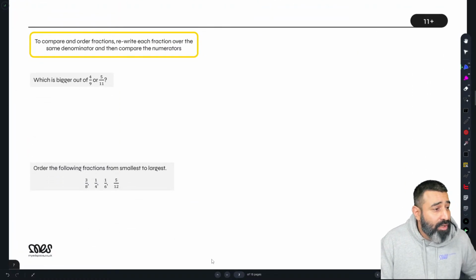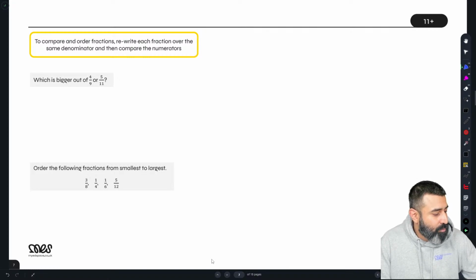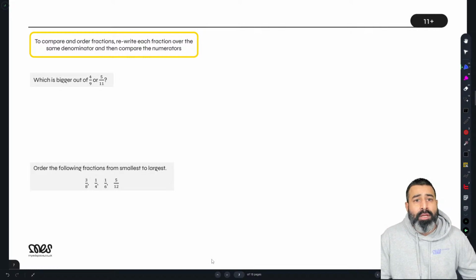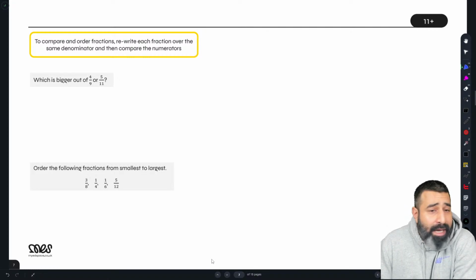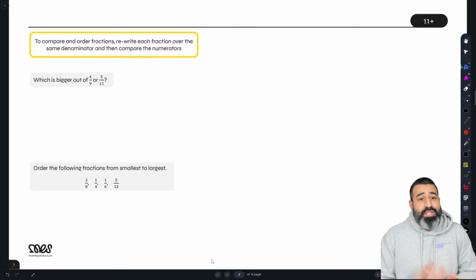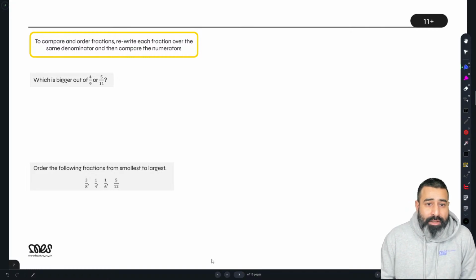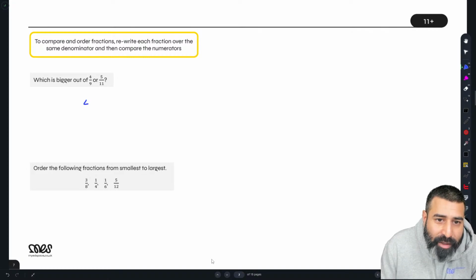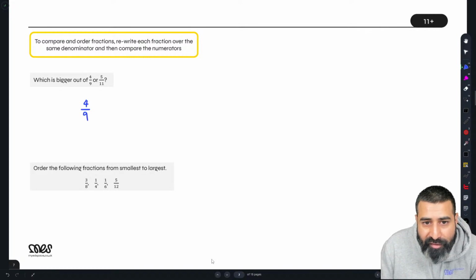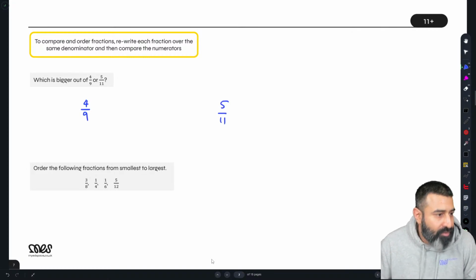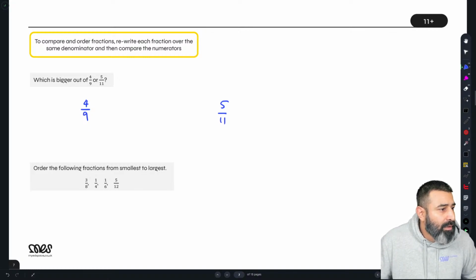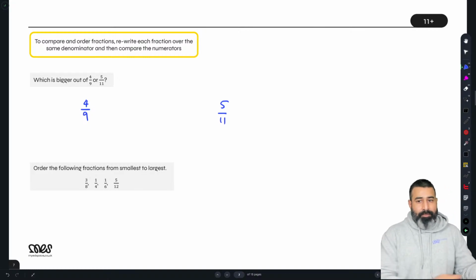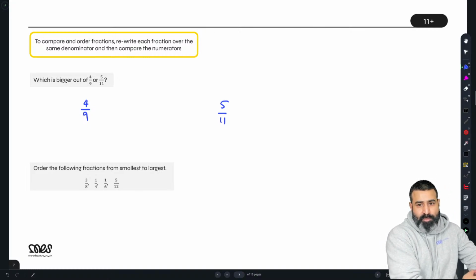Now it's your turn to practice, okay? So, to compare and order fractions, we're going to rewrite each fraction over the same denominator and then compare the numerators. That's all we're going to do. So, fire away in the chat. What is bigger, 4 over 9 or 5 over 11? Tell me what to do, guys. Shiraz, this is the way to do it. That's it. Okay, tell me what to do.